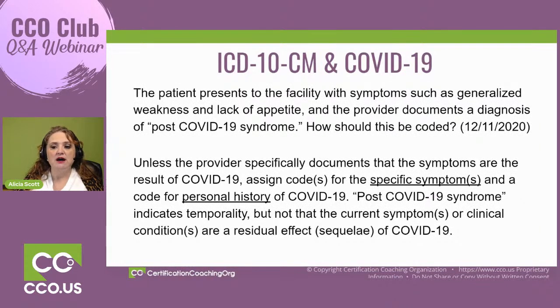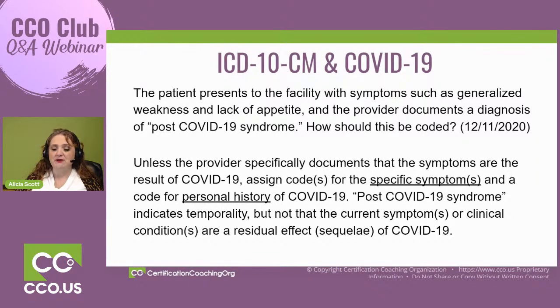All right, now this was a really interesting one too. You have a patient who is admitted or seen for generalized weakness, lack of appetite, and a prior documentation of a diagnosis of post COVID-19 syndrome. I don't know how many of you have seen that. Have you seen that code come through? Post COVID syndrome? Let me know if you have seen that one come through yet.